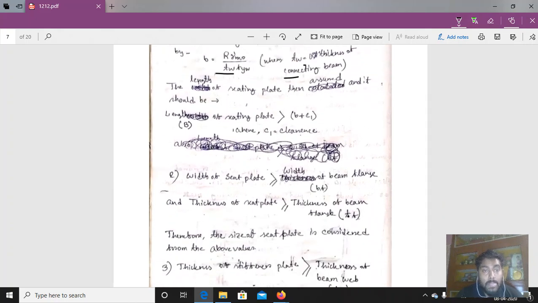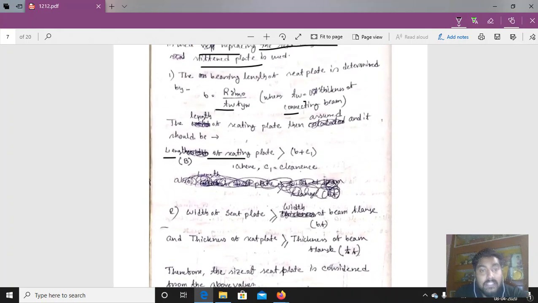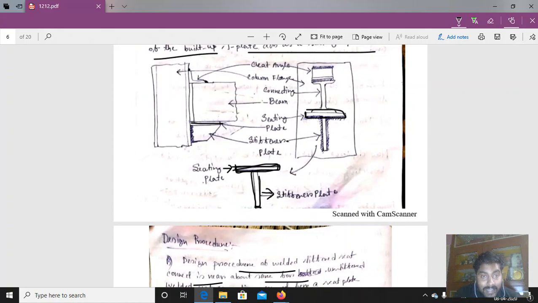Now the length of the seating plate, a very important part. Coming to the bearing length of the seating plate, the length of the seating plate is then assumed. That means the length of the seating plate.